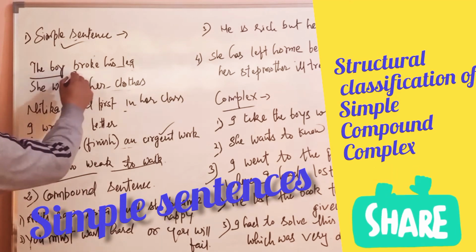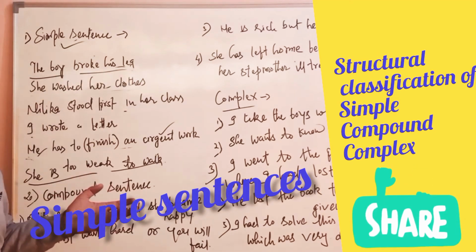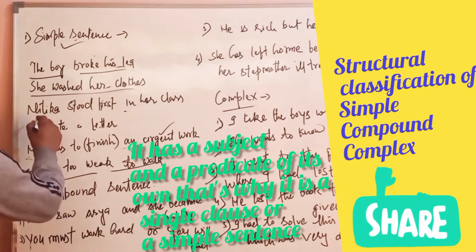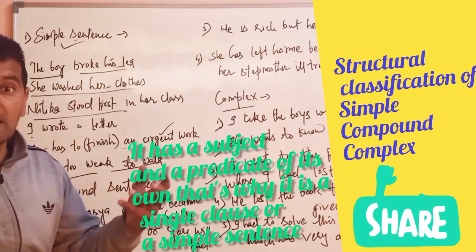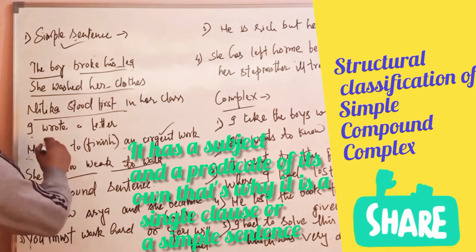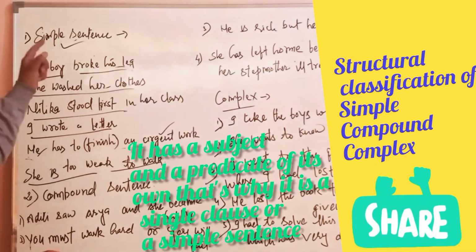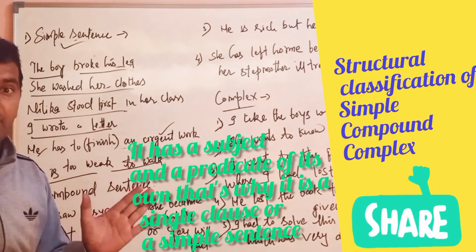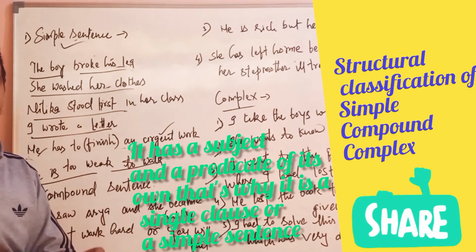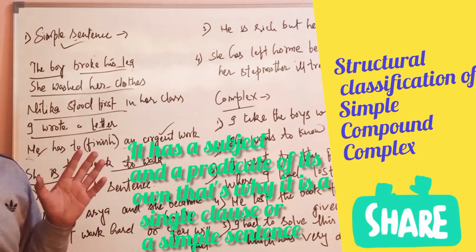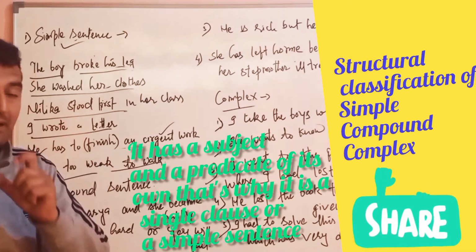Like "The boy broke his leg." "She washed her clothes." "Nikita stood first in her class." Next, "I wrote a letter." In these sentences we can understand very easily that they tell about just one thing, in one stretch. There is a subject, a verb, and a predicate.